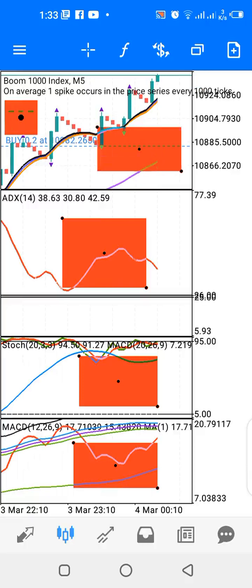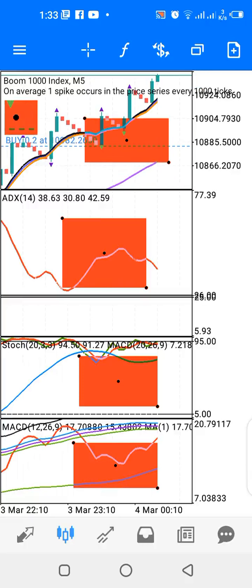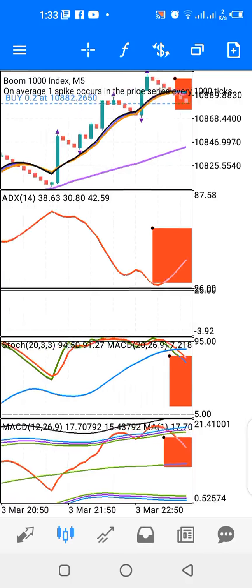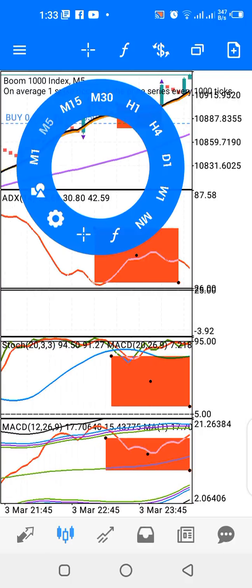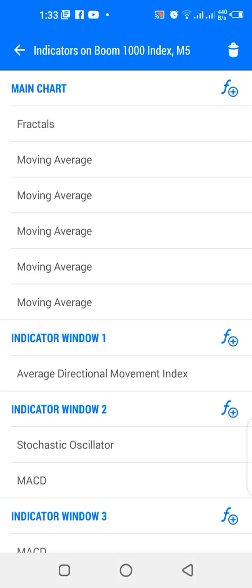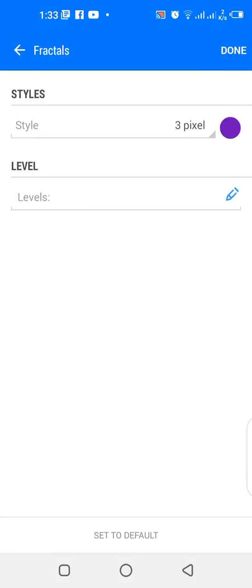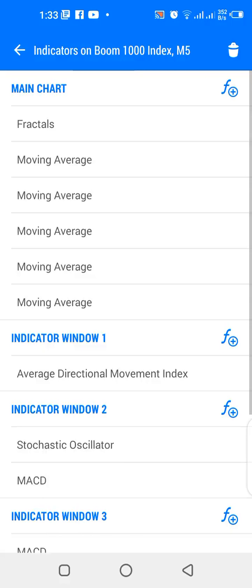Alright. Now the way this strategy works is, let's look at the settings on the main window. We have fractals. I like to put fractals on my chart to identify points of price rejection, to outline my support and resistance areas. And I have some moving averages.